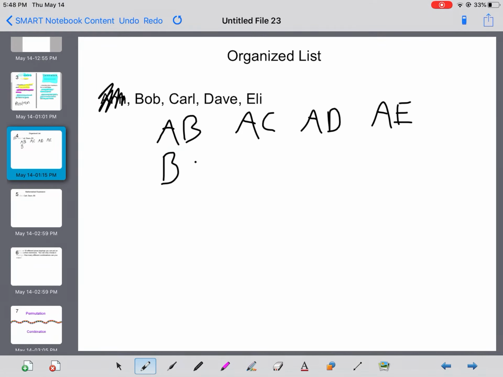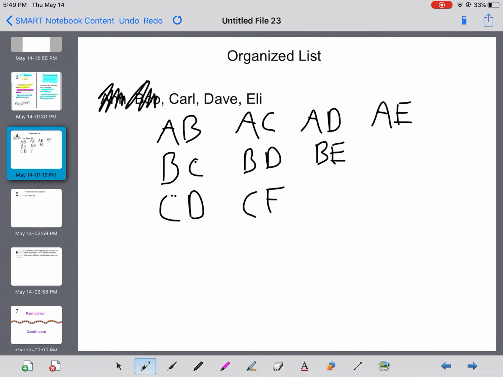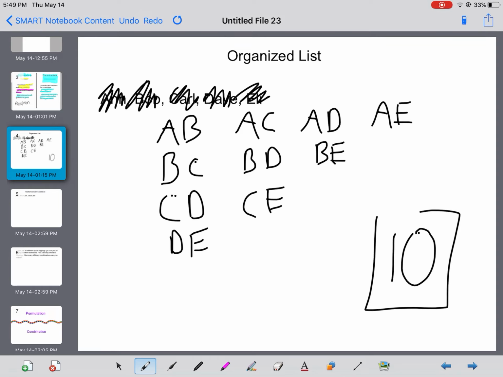Then I go to the next line, I go Bob. Well, Bob needs to go with Carl, Bob needs to go with Dave, and then Bob needs to go with Eli. I'm done all the possible combinations with Bob because he already was with Anne. Now Carl doesn't need to go with Bob or Anne because we already know that we've done that. Carl goes with Dave, and then Carl goes with Eli. We're done with Carl. Then Dave goes with Eli. We're done with Dave. Then we're also done with Eli because there's no one left for him to go with. And we will see once again that there are 10 different options.